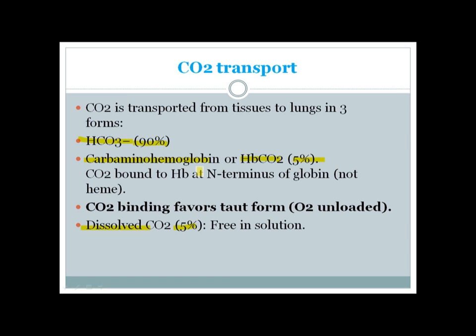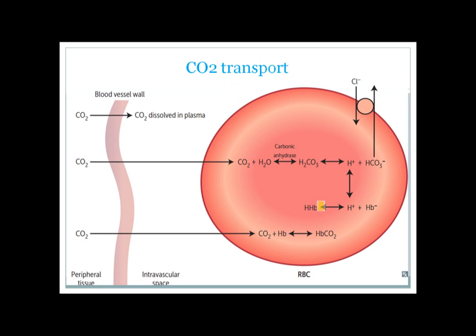In the case of carbaminohemoglobin, the carbon dioxide is bound to the N terminus of globin, and this actually favors the taut form. As you can remember, the taut form is the form that's present when there is deoxygenated hemoglobin, and the taut form helps the unloading of oxygen because it has a reduced affinity for oxygen. So here we can see the basic outline of the carbon dioxide transport.